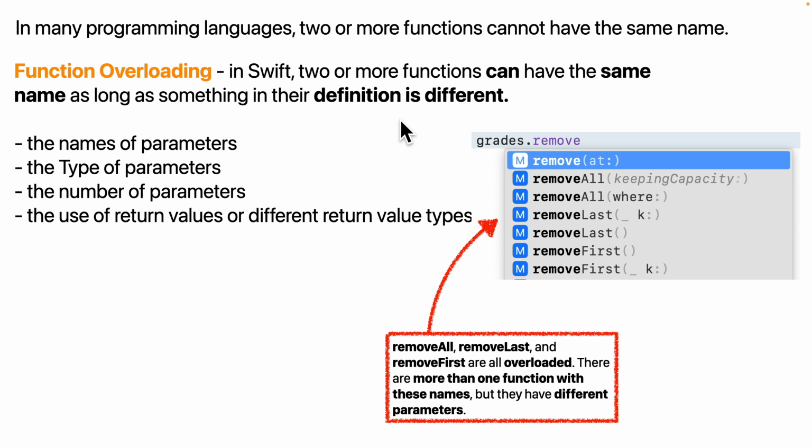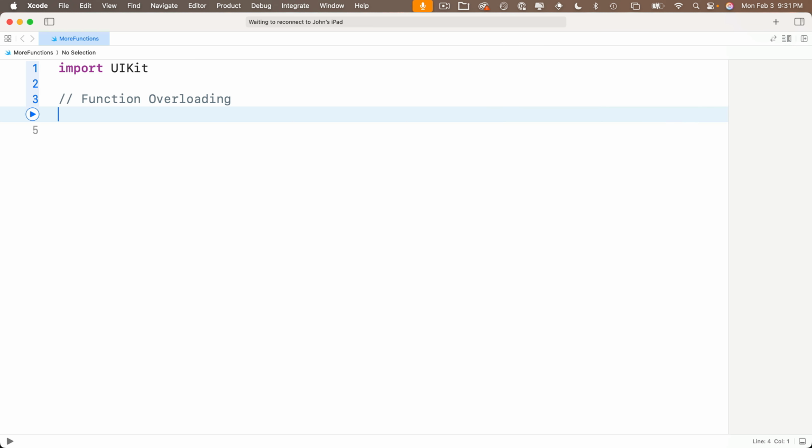And you may have noticed this in code completion. For example, here are some different options that show up when we type .remove after an array. Remove all, remove last, and remove first. These are all overloaded functions since more than one function has the same name, but this is okay because the different functions have either no parameter or one parameter. And this is why it's very important in Swift code completion to make sure that you're selecting the option that you want. So I'm going to quickly show you some examples of function overloading, what works and what doesn't work in the playgrounds.